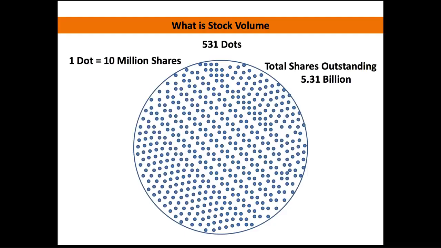What I've done with this picture is graphically represent how many shares there are of Wells Fargo. Let's imagine this circle represents the entire company of Wells Fargo, and each one of those dots is symbolic of a share inside of Wells Fargo. I have 531 dots inside of this circle, so each dot represents 10 million shares, which is a lot of shares. But there's 5.3 billion total shares inside of that circle.